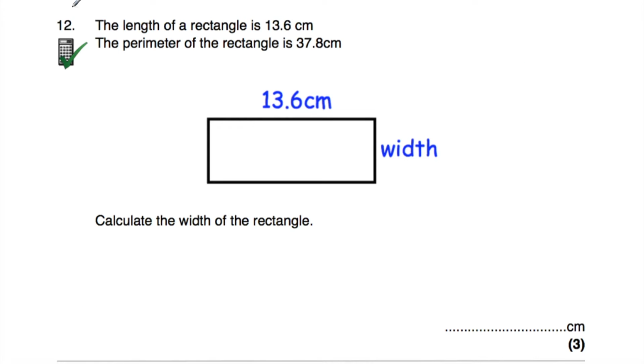Okay, let's have a look at question number 12. So question number 12 says the length of a rectangle is 13.6 centimetres, as we can see, and we're told the perimeter of the rectangle is 37.8 centimetres, and we've been asked to calculate the width of the rectangle. Now, this is a calculator question.